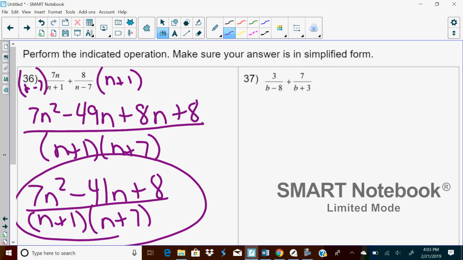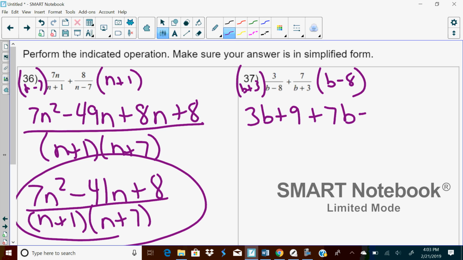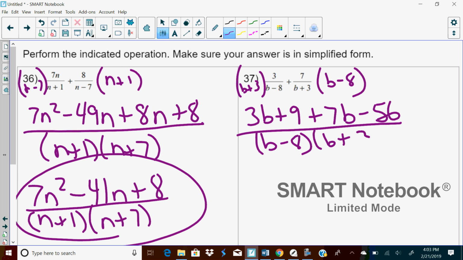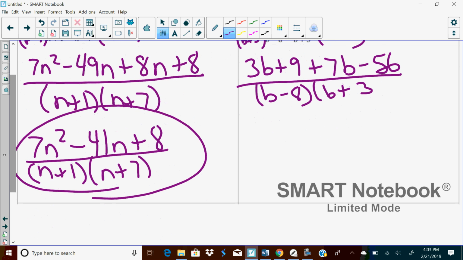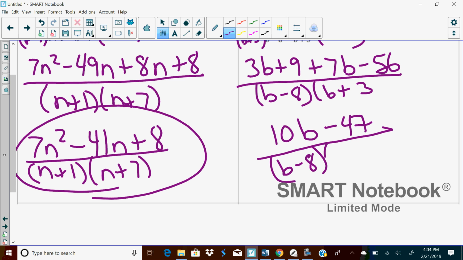For b, I'm going to do the same thing. Multiply this one by b minus 8 and this one times b plus 3. So I'm going to get 3b plus 9 plus 7b minus 56. So I'm going to get 10b minus 47. That's my answer.